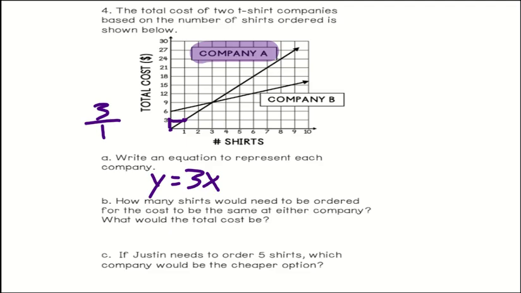Company B then. We'll do that one green. What's the y-intercept for company B? 6. We got it right there. So we're going to have y equals something plus 6. All right, so now we got to find the slope. If we use the next point, that'd be right there. So my rise is how many?